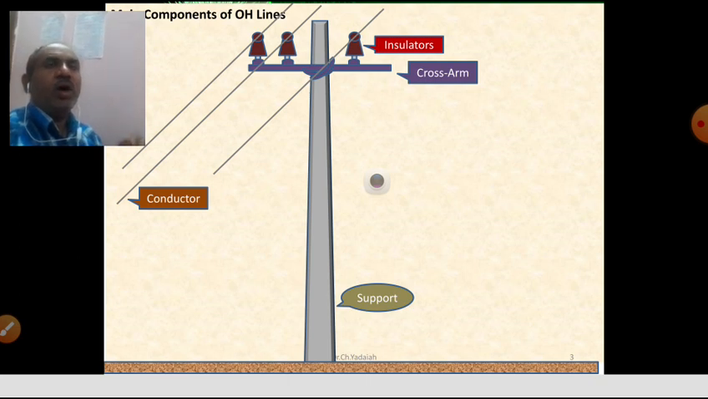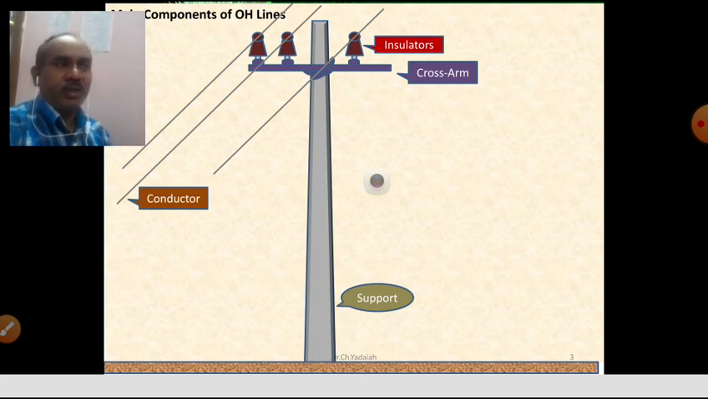Now, how many conductors are required? In case of the LT, we require 4 lines. In case of the HT, we require 3 lines. That is generally used in the system. Now we are going to do the 11 kV, so we concentrate on 3 lines only, R, Y, B, the 3 phases only.